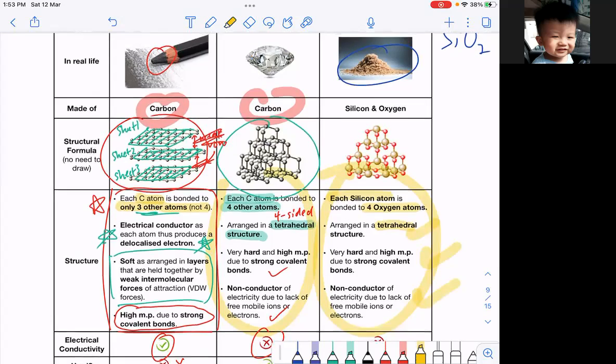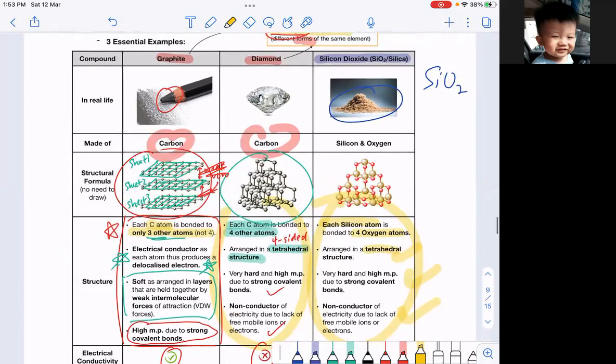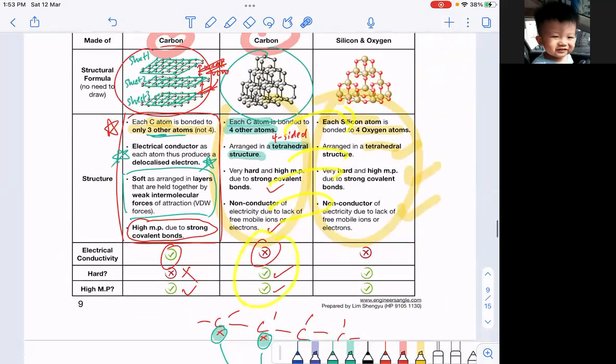So before I go to exam, I usually just memorize the difference between graphite and diamond. And if they ever ask me SiO2, I just use my information from diamond to transfer. It's the same. So you see, it shares exactly the same property as diamond. So no need to memorize double. Okay. So if I ask, can sand conduct? Answer is no. Right? Y'all get it?